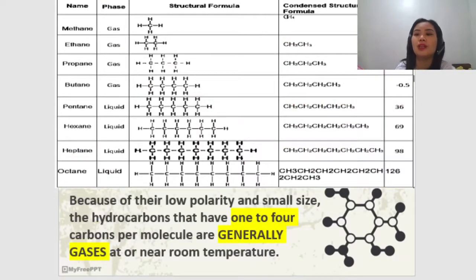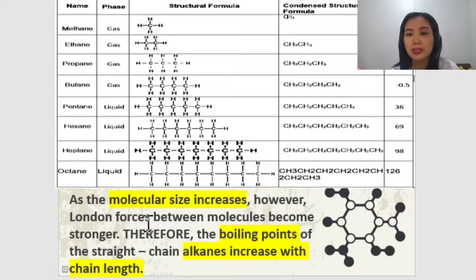Okay, moving on. Now let's talk about their properties. Because of their low polarity and small size, the hydrocarbons that have 1 to 4 carbons are generally gases at or near room temperature. Methane, ethane, propane, and butane are gases. As the molecular size increases, however, the London forces between molecules become stronger. The boiling points of the straight-chain alkanes increase with chain length.